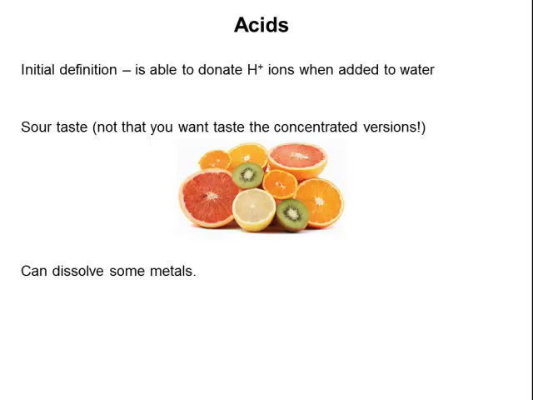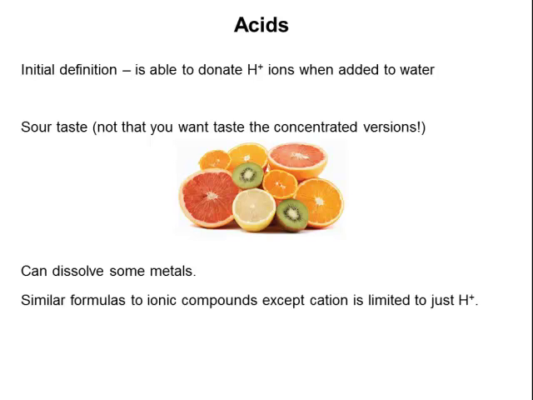So now if we go to certain types of acids that are stronger acids and at higher concentrations, those acids can actually dissolve metals. Once again, that's why we don't want to be tasting concentrated versions, because if they can dissolve metals, they'll definitely be able to dissolve your taste buds. So when we're looking at the formulas of those acids, they're going to be really similar to ionic compounds, except the cation is going to be limited to H+. So that actually makes our life a little bit easier, so we don't have to worry about all those different types of cations that we had to with ionic compounds.